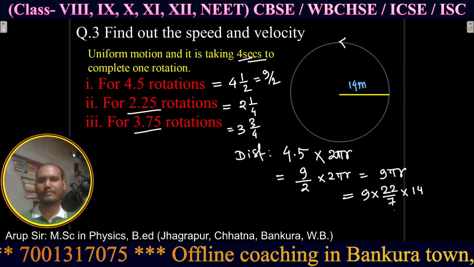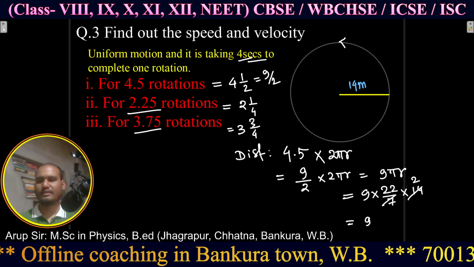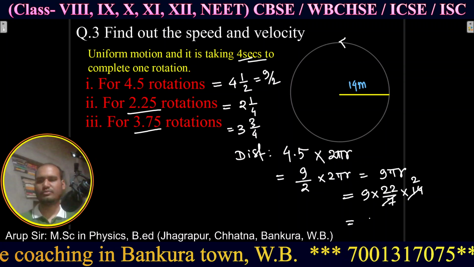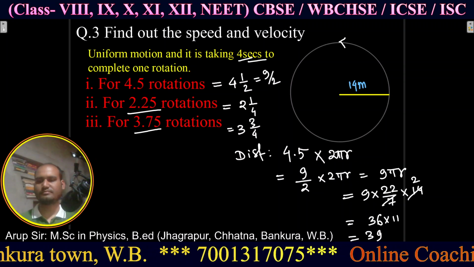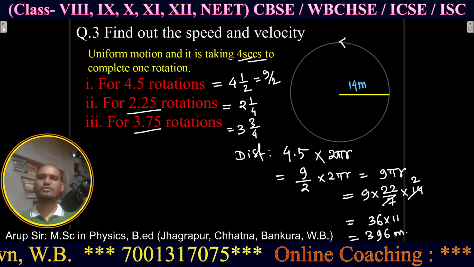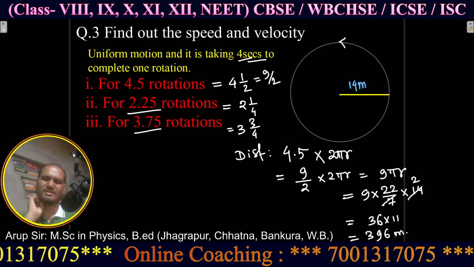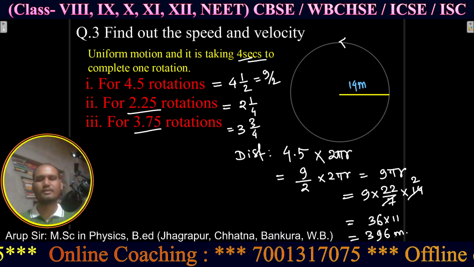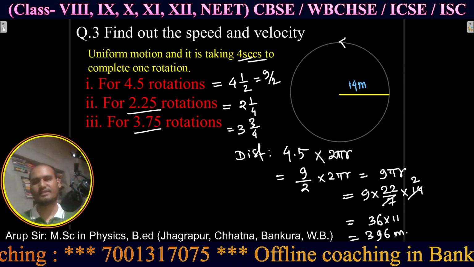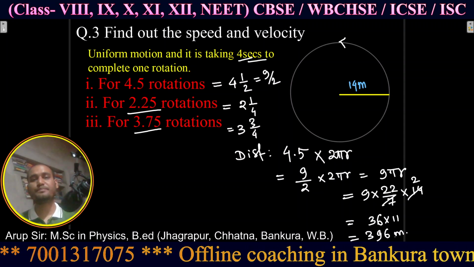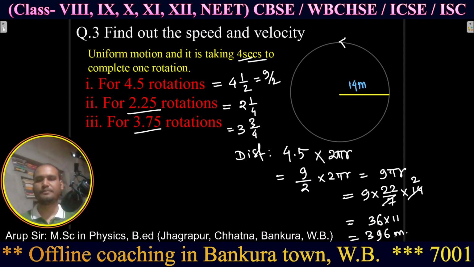If you further calculate, then the 7 and this will cancel, then 9 times 4 is 36, into 11, 36 into 11 is 396 meter. So I am calculating this in a rapid way, a very tricky way. You can normally calculate, no problem. Okay, so 396 is the distance we are getting for the first case, for 4.5 rotations. So this is the distance.